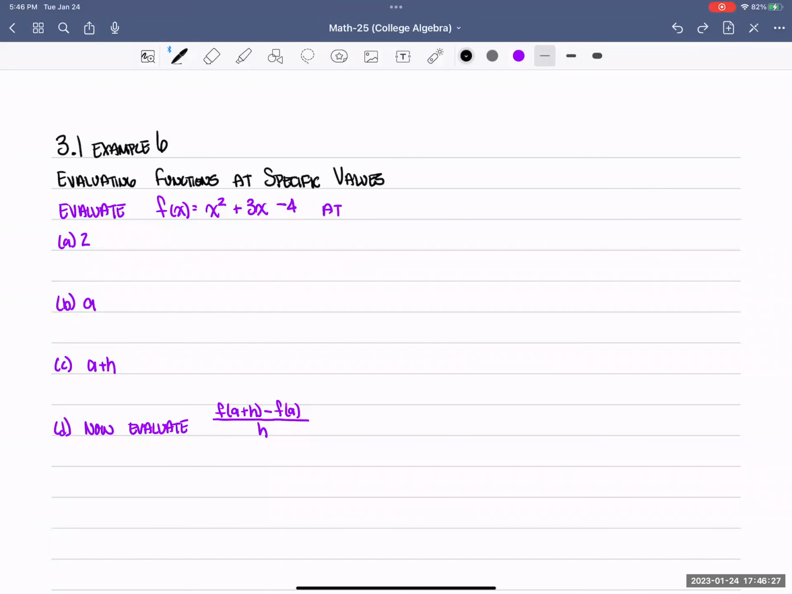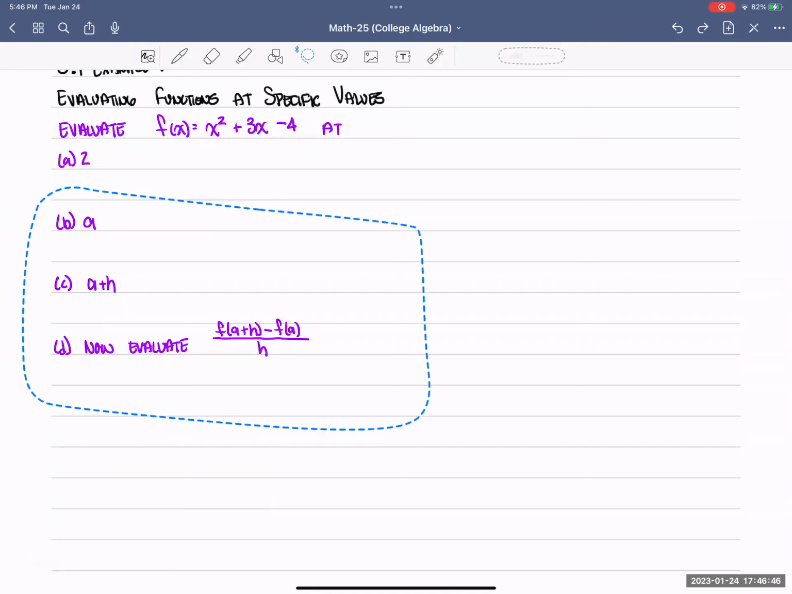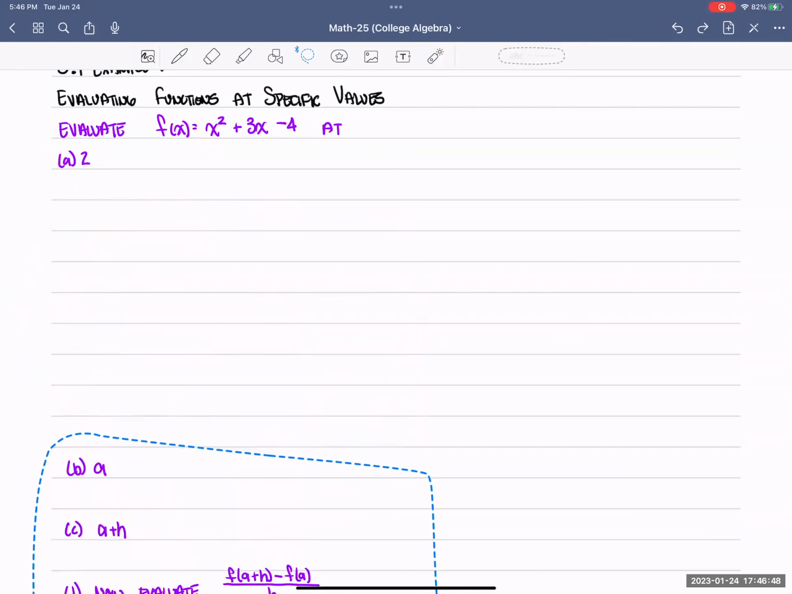Section 3.1, example 6, evaluating functions at specific values. Evaluate f of x equaling x squared plus 3x minus 4 at each of these values. So let's start with the very first one. Let's start with 2.